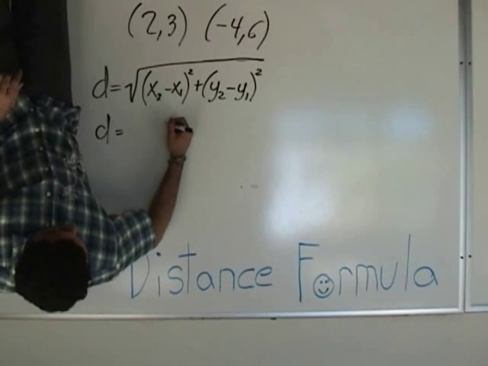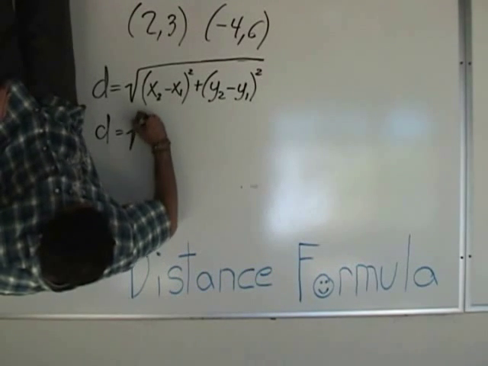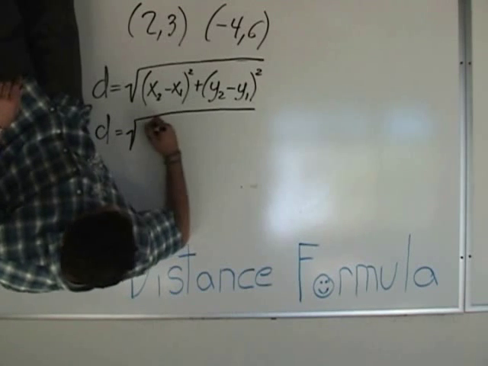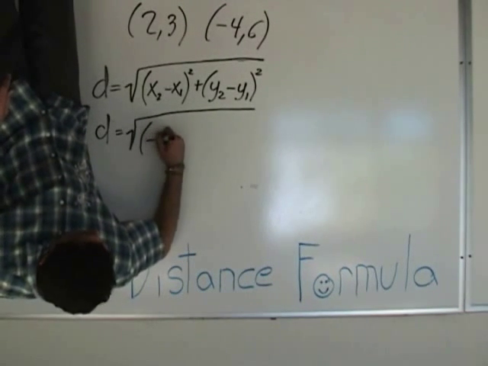Okay, so let's just do -4. Sure. So we're going to write a long square root. Yes, a big one. So, parentheses, -4 minus negative 2.